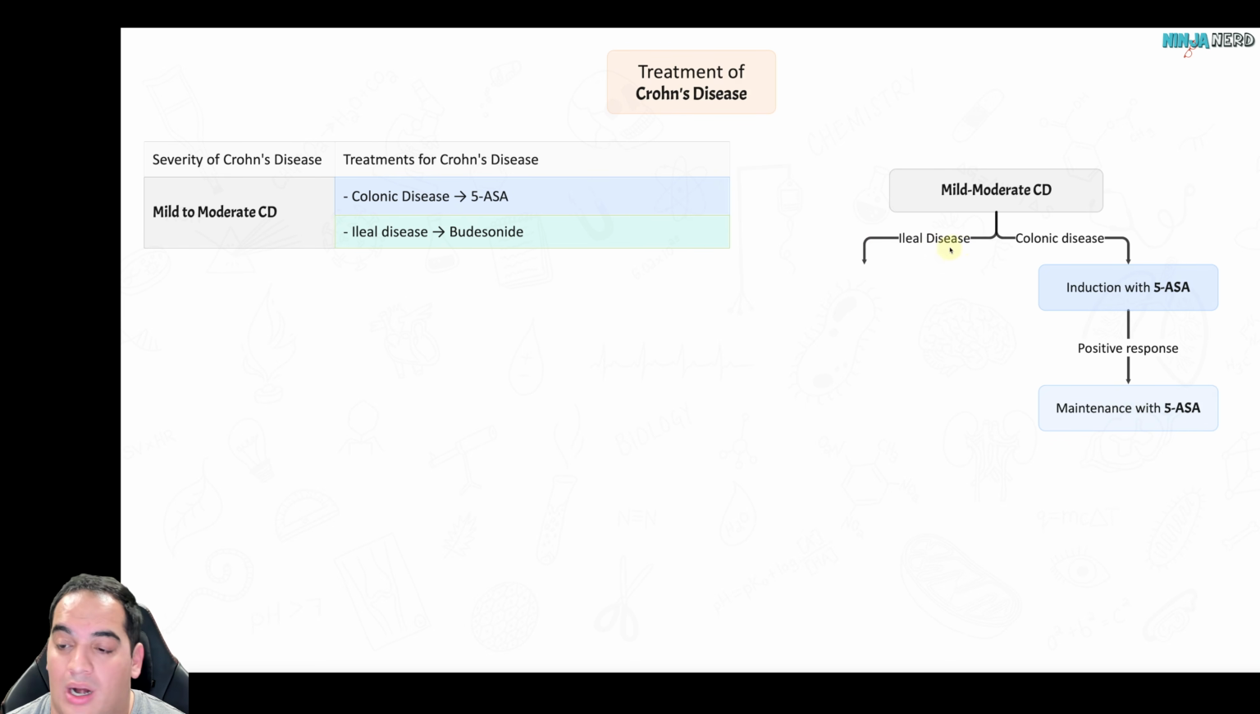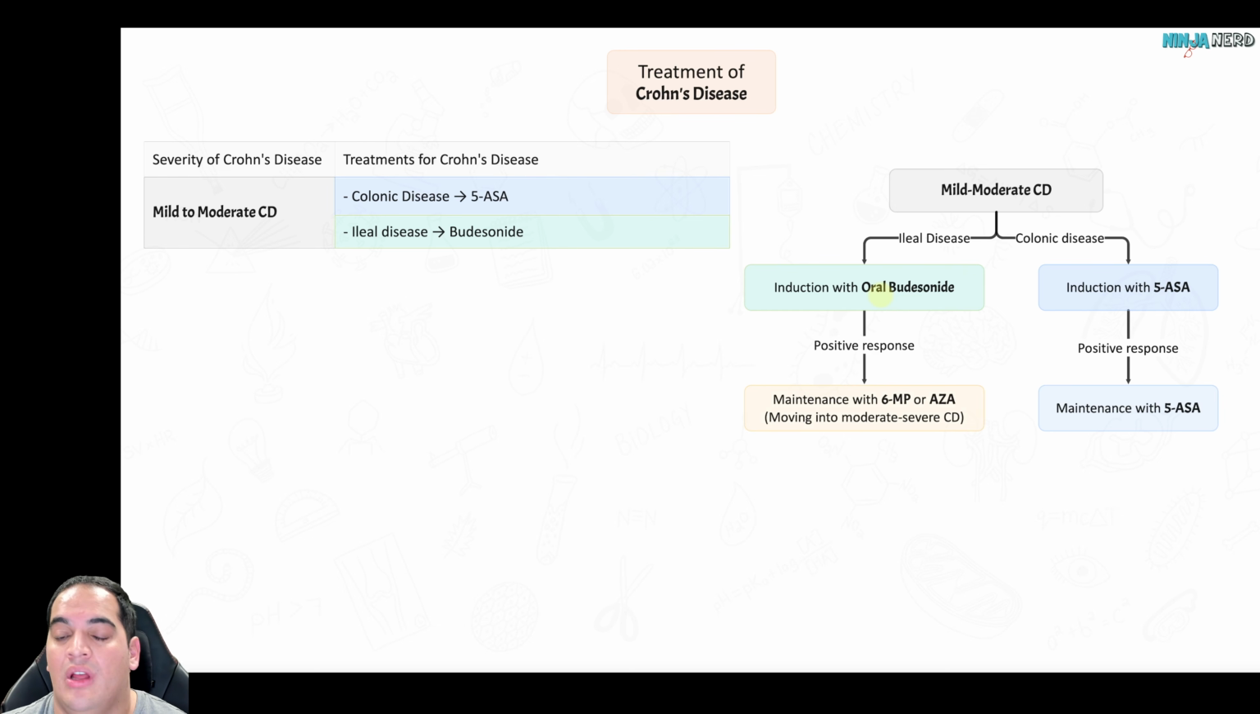Ileal disease, all right, you better induce them with oral budesonide. That'll hopefully put them into remission and shut down this flare-up of CD. If they have a positive response, cool. Then you move on to maintaining these patients on the next step here, which is what's called 6-mercaptopurine or azathioprine.